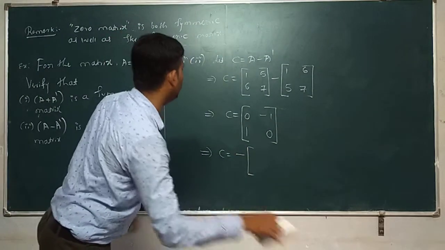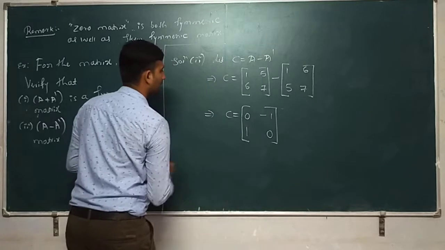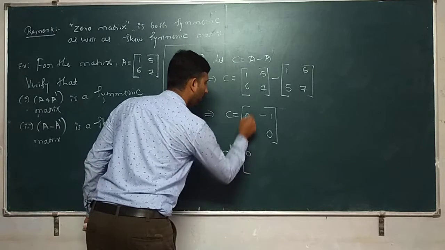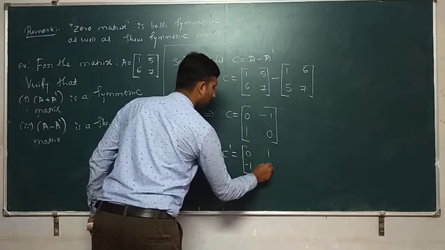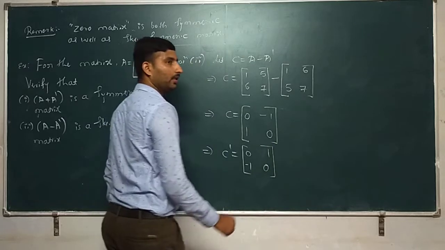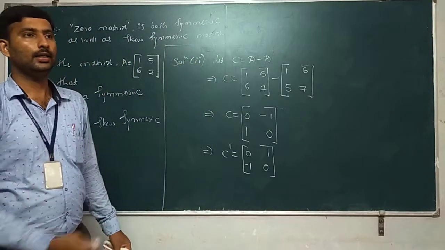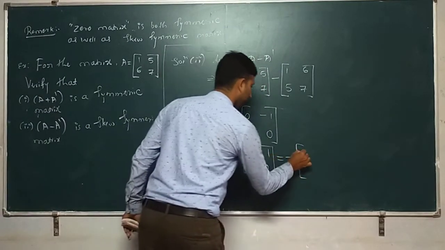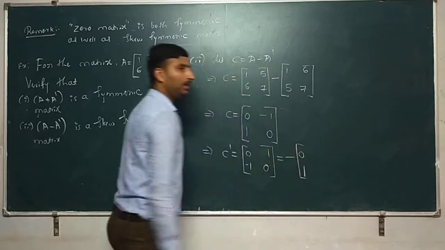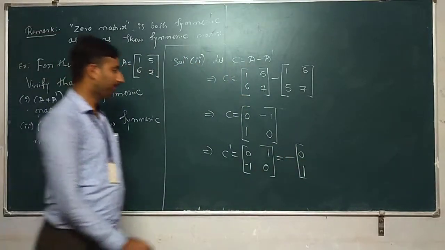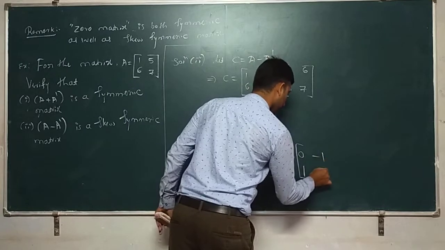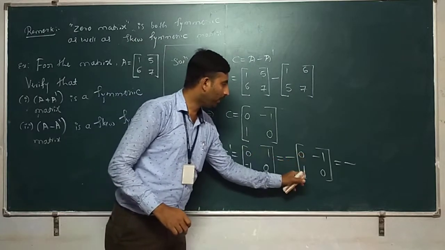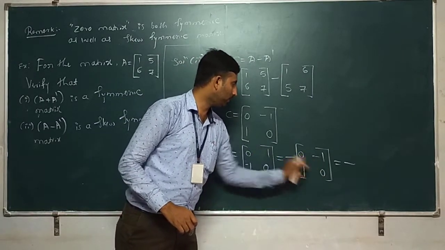Sorry, you must take C dash, correct? You may take it as C dash. Now, C dash is equal to 0, column becomes row: 0 1, minus 1 0. After that, you take minus common, then it becomes 0 1 0 1, minus 1 0, which is equal to minus. What is this value? 0 1 minus 1 0 means C.